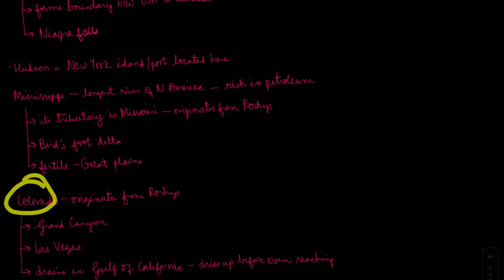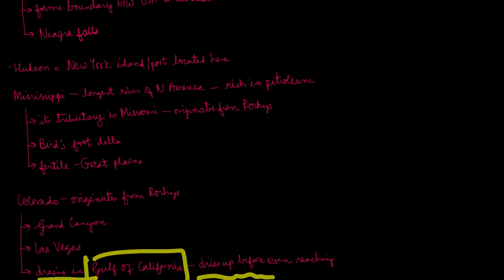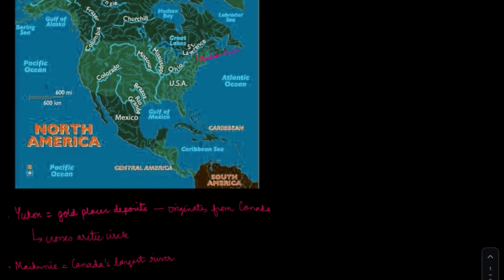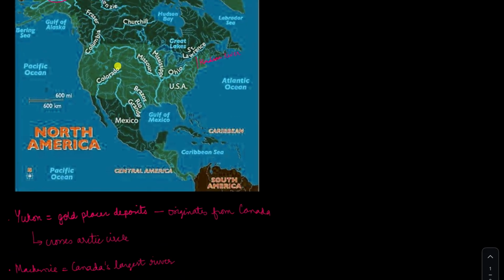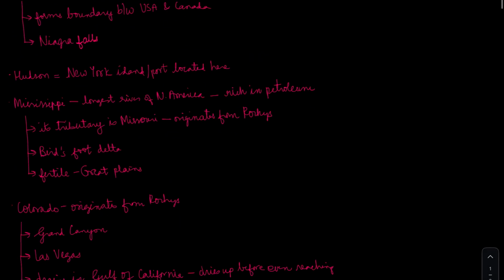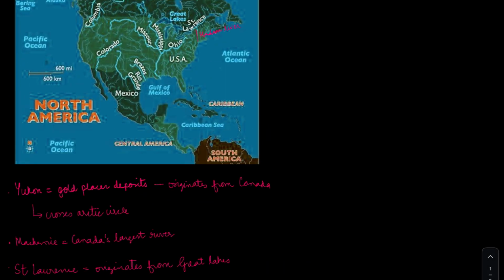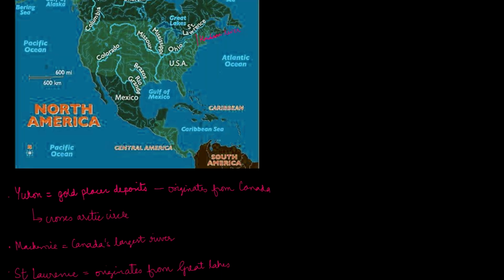Then the Colorado River originates from the Rockies. It forms the Grand Canyon. Then the city of Las Vegas is over here. Then it drains into the Gulf of California. It dries up before even reaching over there. So this river Colorado right over here, originating from the Rockies and then draining to here in the Gulf of Mexico. Sorry, Gulf of California, not Mexico. Got confused. This is the Gulf of Mexico. This is the Gulf of California.